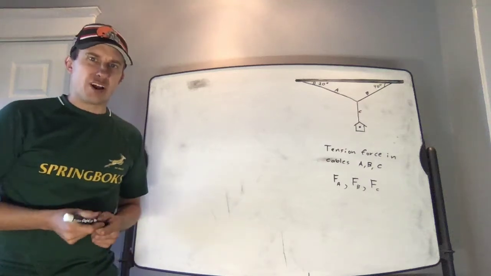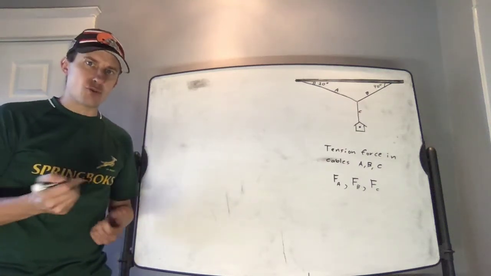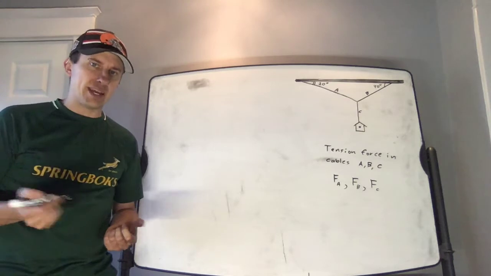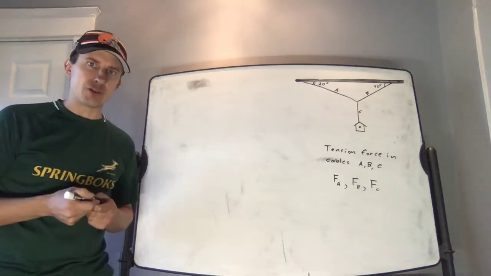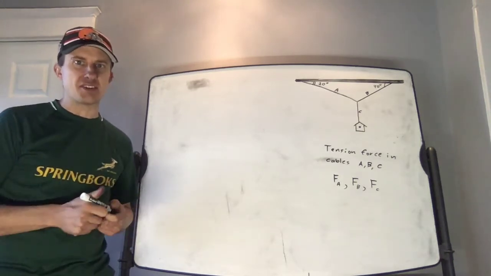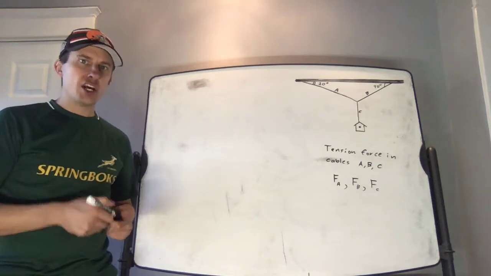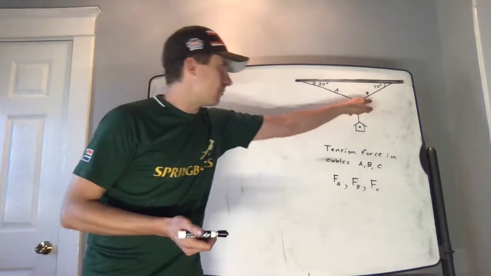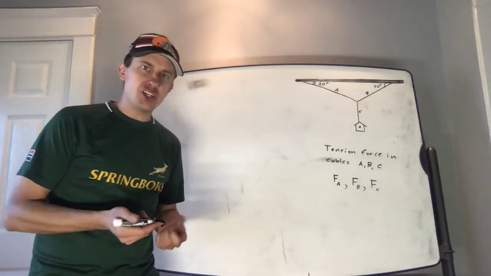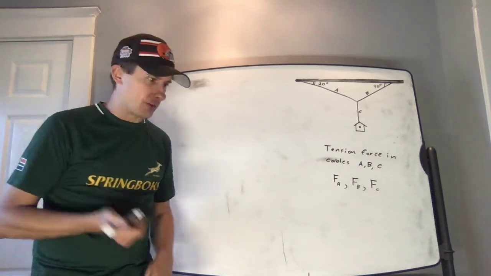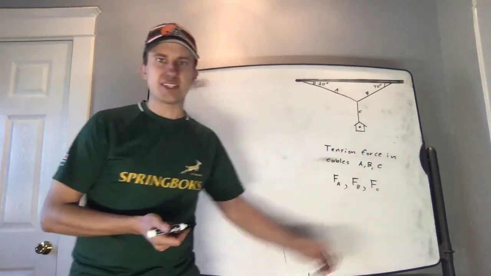In this example problem, we are looking at a birdhouse that is hung from a horizontal pole by 3 wires, and we are asked to find the tension in each of the wires. So the wires are labeled A, B, and C, and the tension in each of these wires I am going to call FA, FB, FC.